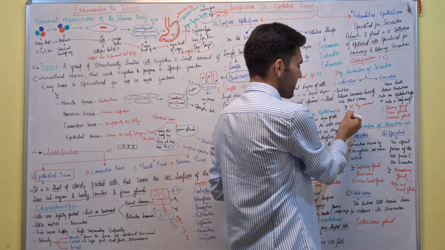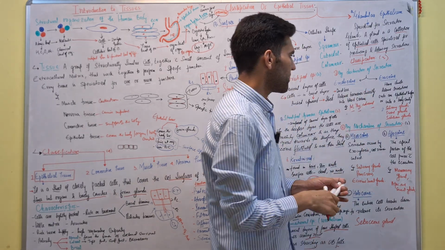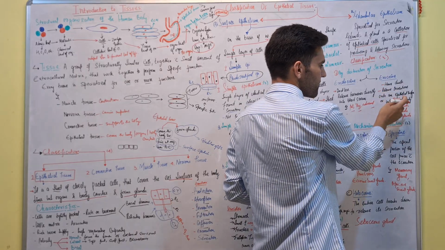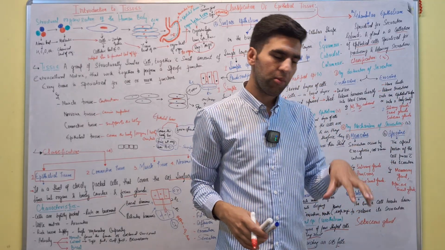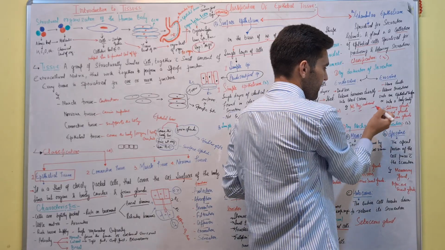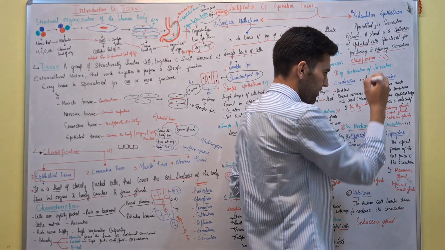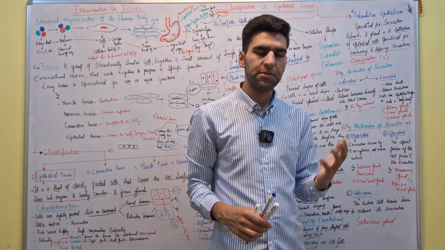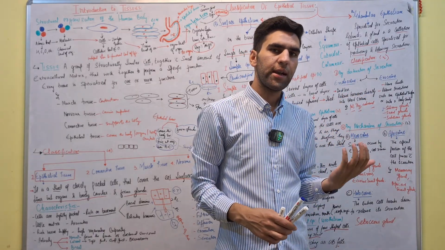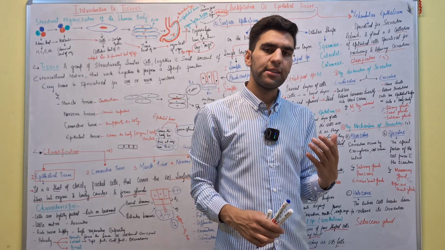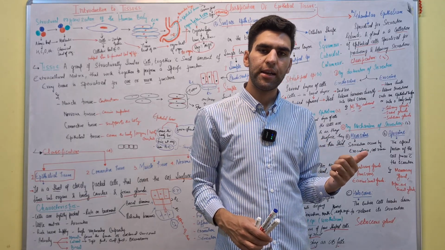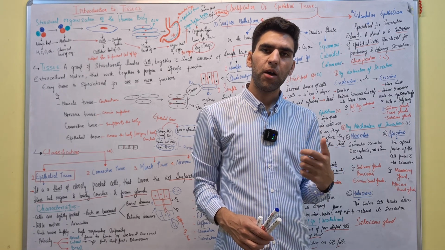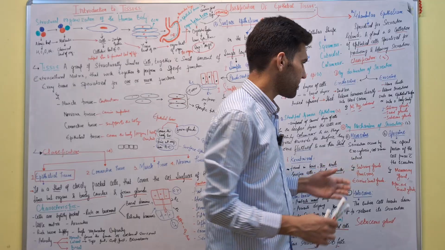Examples are the pituitary gland, thyroid gland and adrenal gland. Coming to the exocrine, they have ducts. They release secretions onto the epithelial surface or into the body cavity. Examples are salivary glands, sweat glands and sebaceous glands. So this was the first type of classification, by the destination of secretion. Endocrine glands are ductless and release secretion directly into the blood, while exocrine glands have ducts and release secretion onto the epithelial surface or into body cavities.